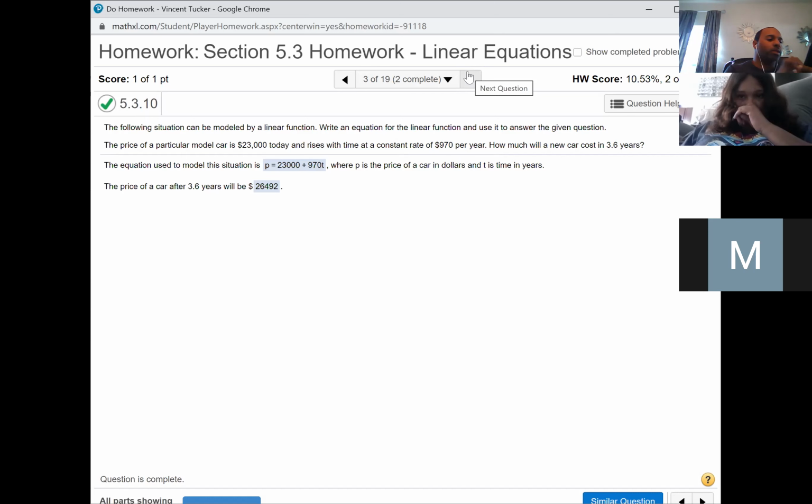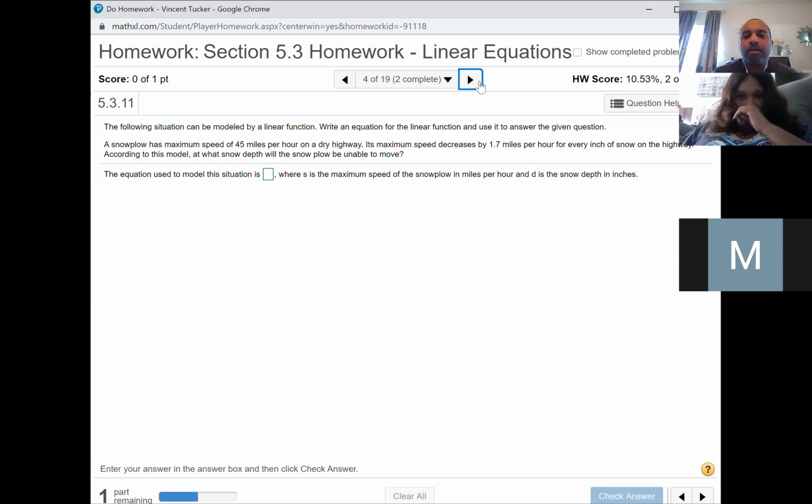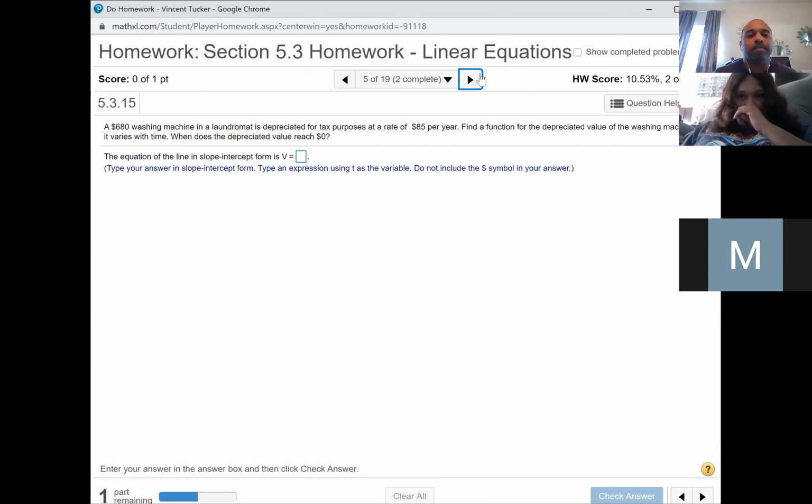All right, what was the next one I said I was going to do? Going to 15. This one is the same thing, except now you see it says decreases here, so you would use a minus sign. Let's see what's different about this one. I chose this one.